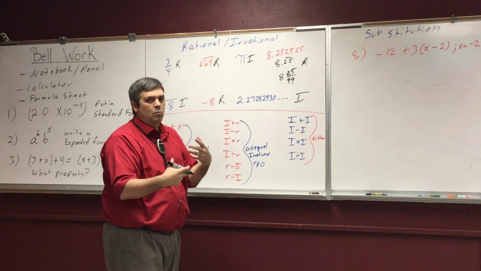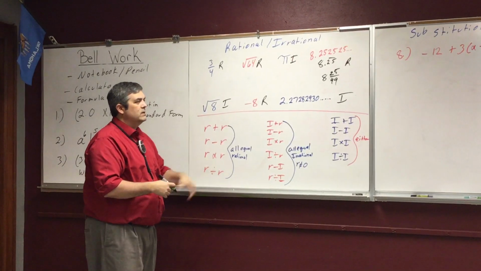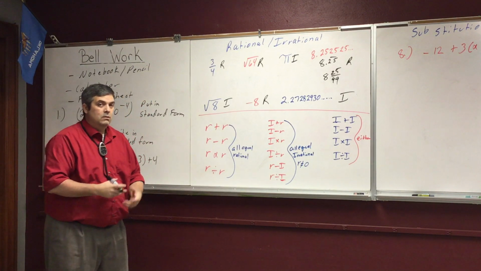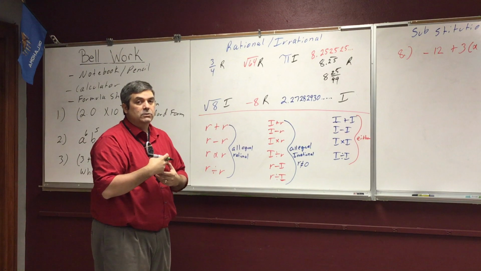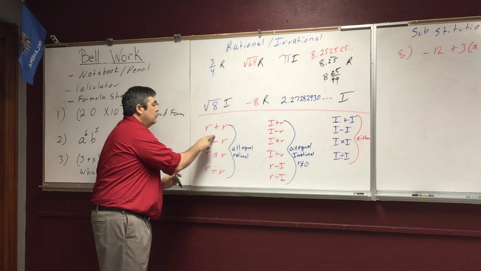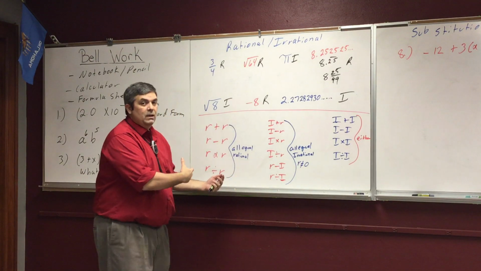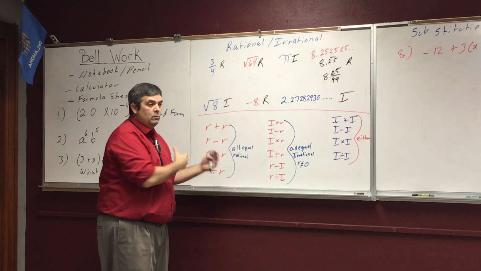All right, so let's talk a little bit about the way that these different types of numbers work when you combine them. If you have a rational plus a rational, rational minus a rational, rational times a rational, rational divided by a rational, all those are rational numbers. You will get back a rational number. So remember, if they put two rationals together, when you get the number back, it's going to be a rational number. That's what this is talking about. So they all equal a rational number.